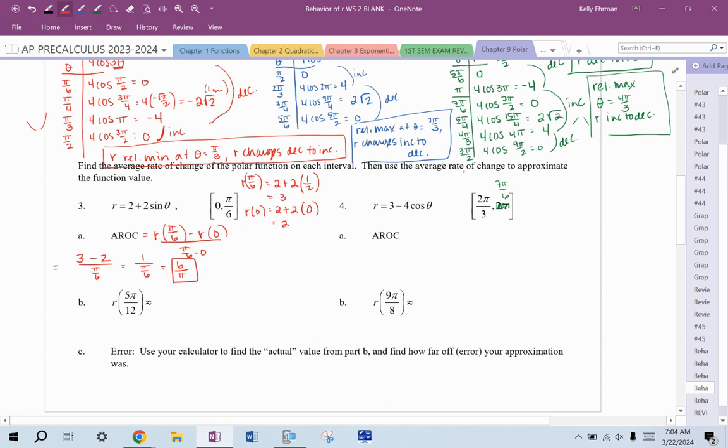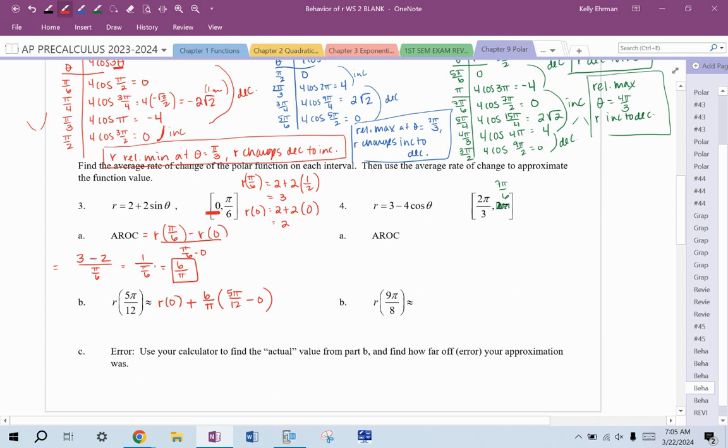And then, again, another calculus thing we do all the time right in the beginning of the year: use a rate of change to approximate a function value. So that means we're always going to start at the beginning of our interval. So start at r of 0. Add to that the slope, the rate of change, 6 over pi, times the distance that you're crossing. So you're going from 0 to 5 pi over 12. So it'll always be your second value minus your jumping off point. This is just a little linear equation.